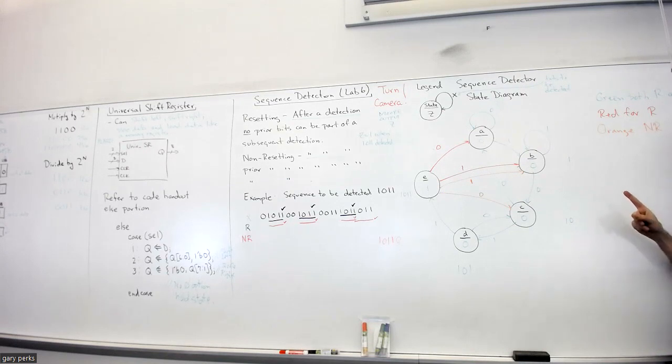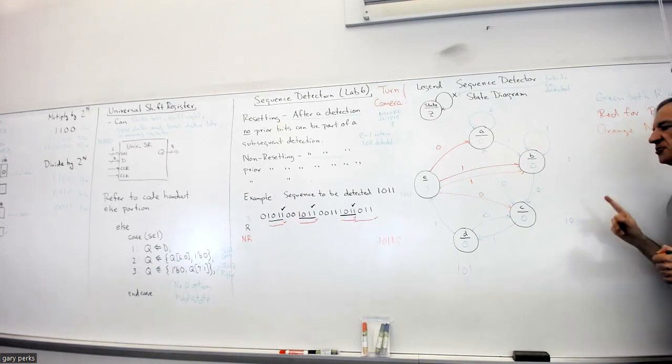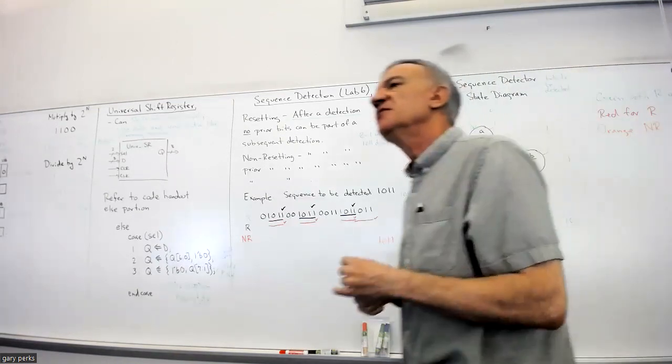Okay, if you understood how we got the state diagram, then you should be able to do lab 6 without too much difficulty. Now, lab 6 is a little bit more than this, but if you understood this, I think you can figure out lab 6.